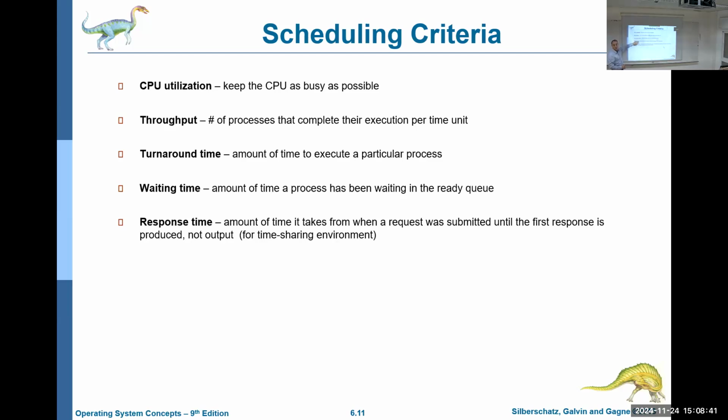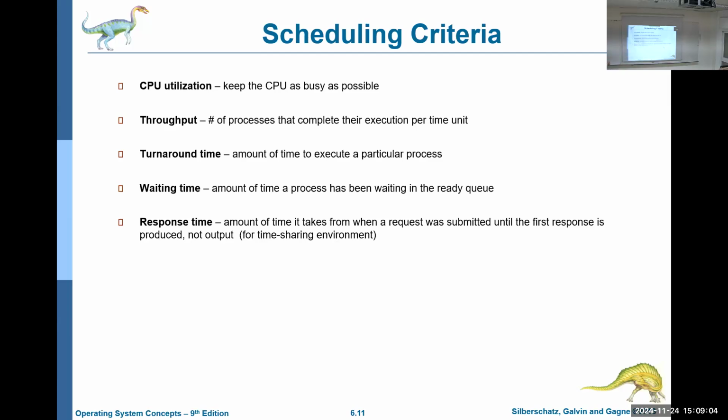Wait time we also want to minimize, because that's the time that the process is doing nothing. The process would like to get the CPU, but he can't. Now, we're not going to count the time that he is waiting for I/O. That's not the wait time. The wait time is the amount of time he's waiting in which queue? In the ready queue. He'd like to get the processor, but he can't. We want to minimize the wait time.